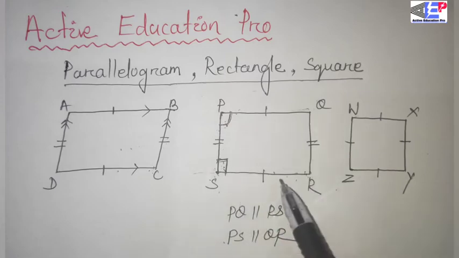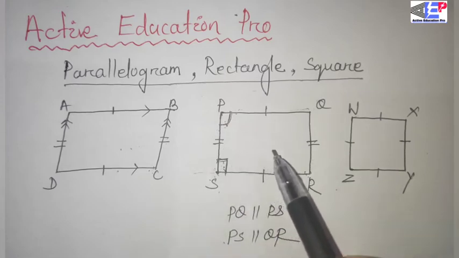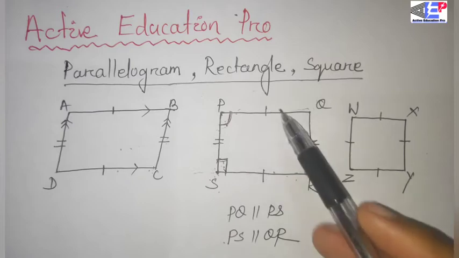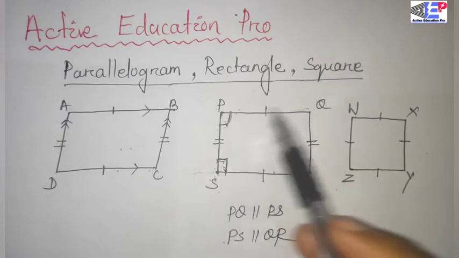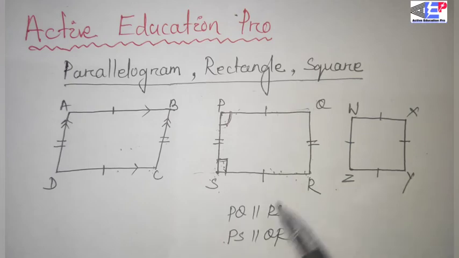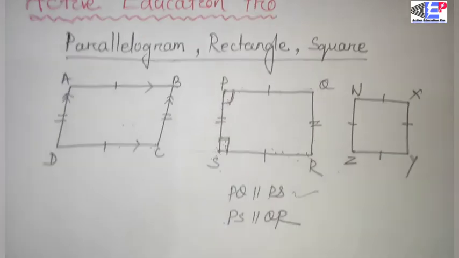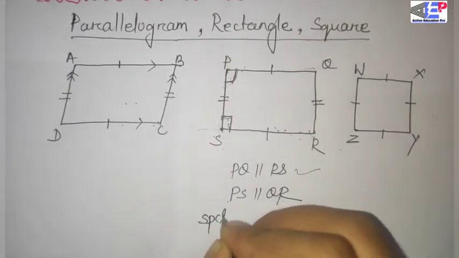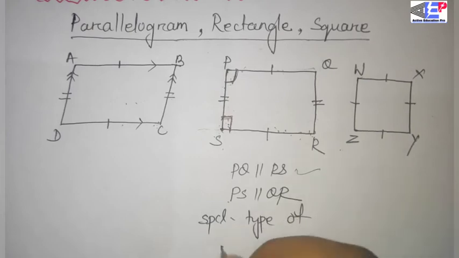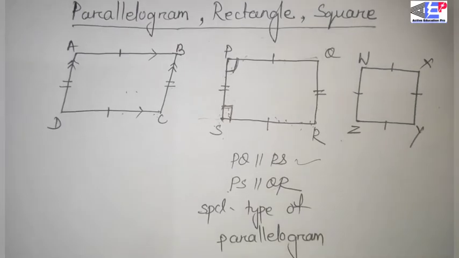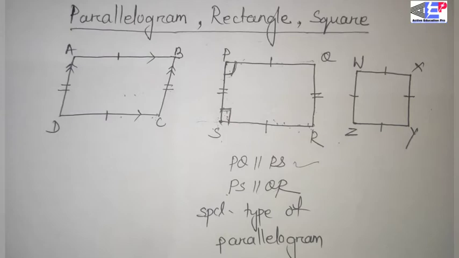So a rectangle satisfies the condition of a parallelogram. A parallelogram says that opposite pairs of sides are parallel and equal, and we know that in a rectangle opposite sides are the same, and here we proved that opposite sides are parallel to each other. So a rectangle is a special type of parallelogram. If in a parallelogram one angle is 90 degrees, then the parallelogram must be a rectangle.